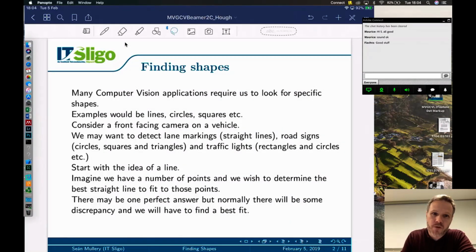So many computer vision applications require us to look for specific shapes. Examples of this would be, you might be looking for lines or circles or squares, etc. And keep in mind with regard to this that all you're looking at is brightness values within an image. So when the human eye sees something like a line there, the computer just sees numbers. And so we need to have some mechanism whereby we can actually turn that into the concept of a line or a circle or a triangle or any sort of other shape for that matter. So there's always that jump that has to be made.